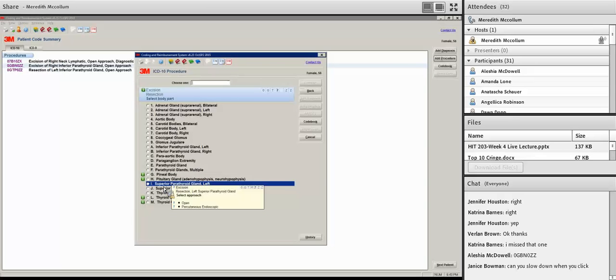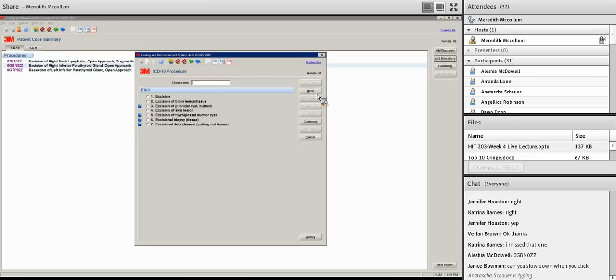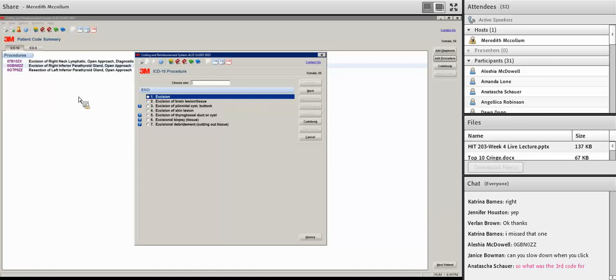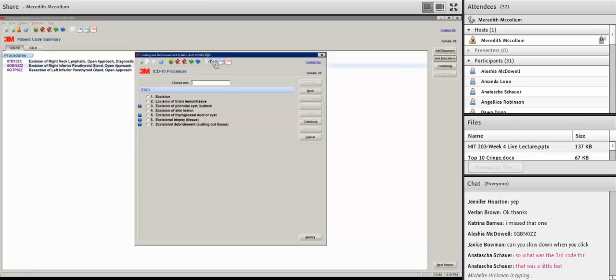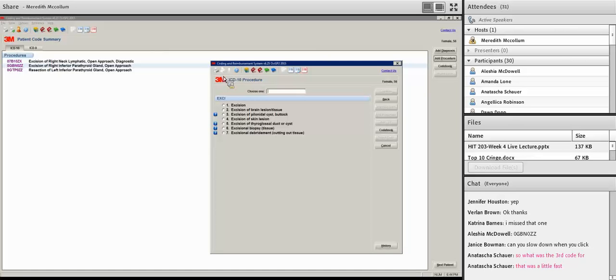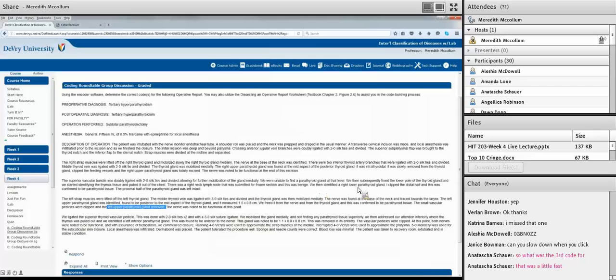So even though I know it's resection, I'm going in as excision, because sometimes if you type it in that way, it makes it a lot easier to find your code. The third one was resection of the left inferior parathyroid gland. So that's where, right here, they identified the right lower parathyroid gland, and then they took it out. So that's what that one was for.